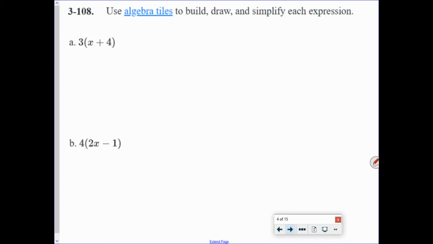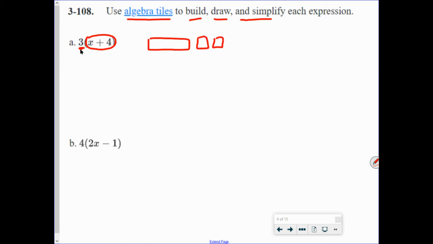Okay, write that down. Now when you see this, this means 3 groups of x plus 4. Now it says use algebra tiles to build, draw, and simplify each expression. Now we're not going to use algebra tiles from the book. We're just going to build it. Okay, so x plus 4. 3 groups of x plus 4. So I do x, and then 4. 1, 2, 3, 4. Now the problem is those are negatives, so I need to shade them in to make them positive.